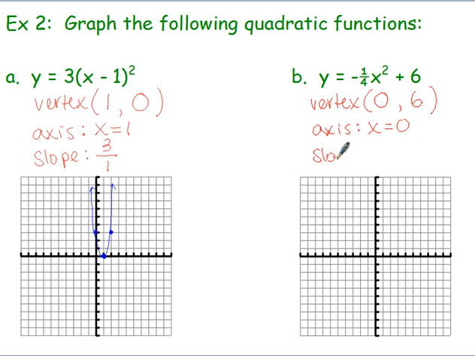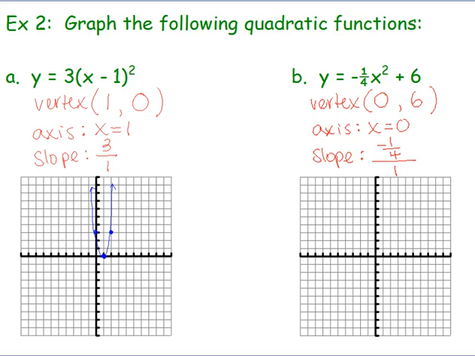The slope is -1/4. But remember, then we automatically put that over 1. Okay, that's the biggest mistake I see, is when they're fractions.